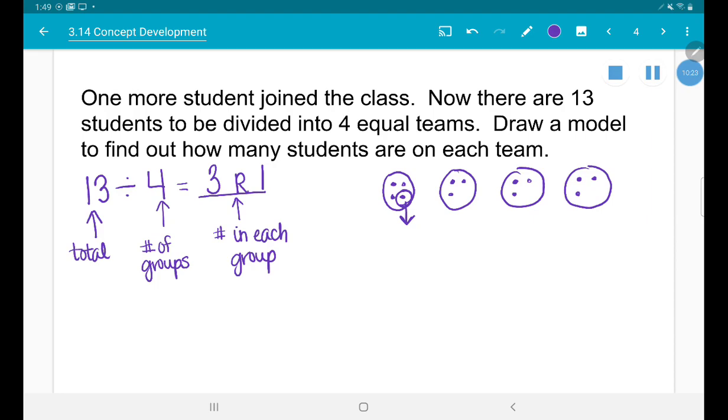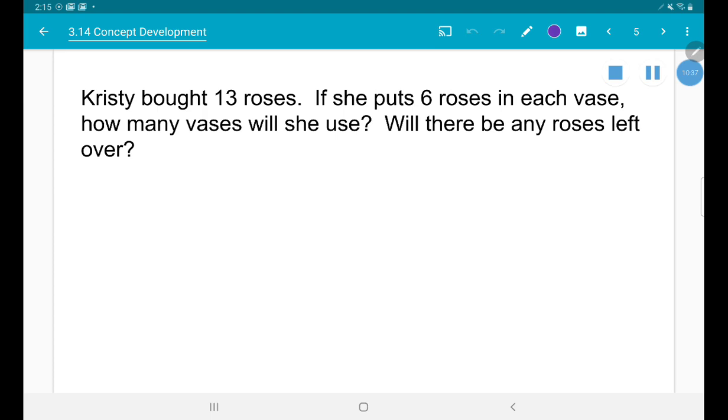So what does that mean? That I have 3 what? 3 people in a team and 1 remainder, and 1 that does not have a team. Very good. All right, go ahead and erase your work mat. We have another question to solve.